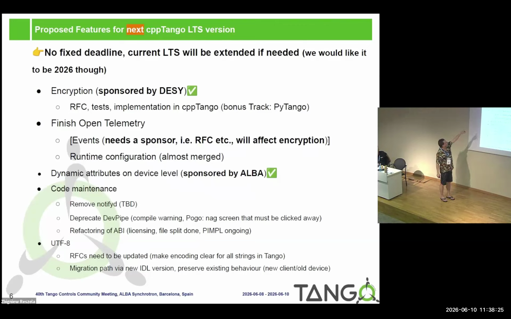Then, like I said, we agreed on the encryption sponsored by DESY, Finnish Open Telemetry. We need sponsors, by the way, for the events. Dynamic attributes on device level, thank you very much. TB implementing that, thank you very much to Alba for sponsoring this. Code maintenance is a thing that we really need to continue with, right? That's what we also identified for LTS versions, meaning we have to get rid of the dead bodies, the skeletons in our code base.